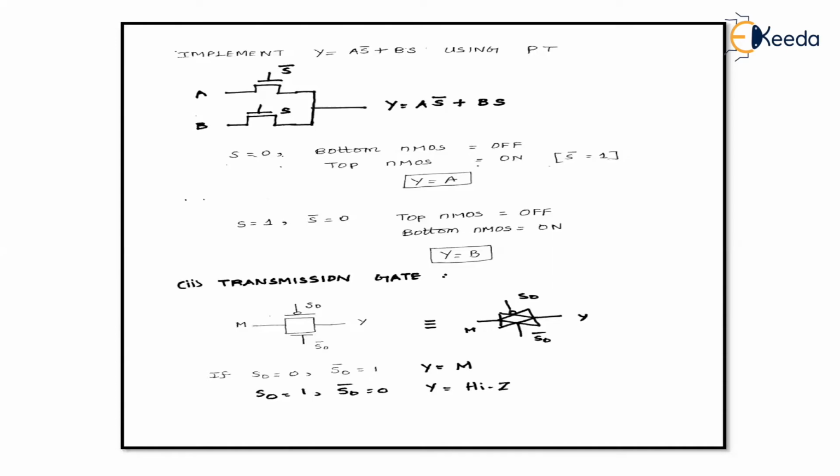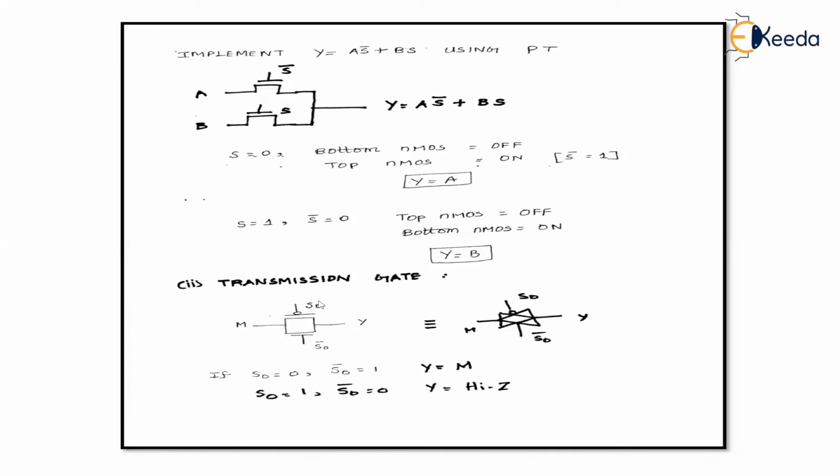Now we are going to implement the same 2:1 multiplexer expression. What is that expression? Y is equal to AS bar plus BS, using a transmission gate. So what is a transmission gate? A transmission gate is a parallel NMOS and a PMOS. Right? It is a parallel PMOS FET and an NMOS FET. Both are connected in parallel. It is not a new thing. The top is a PMOS and the bottom is an NMOS.